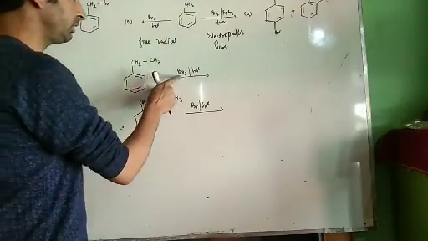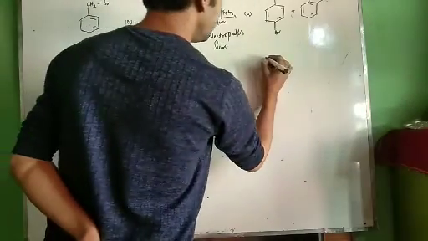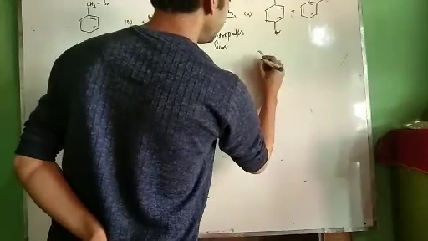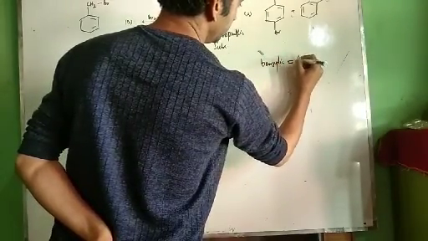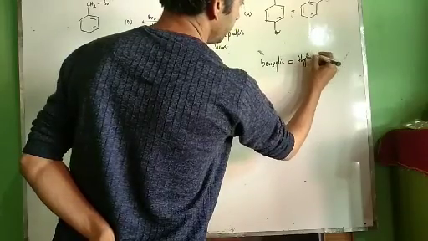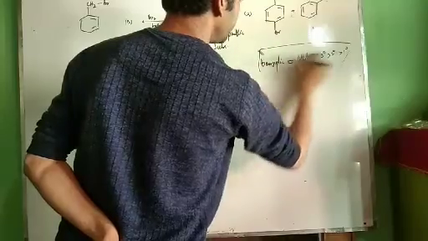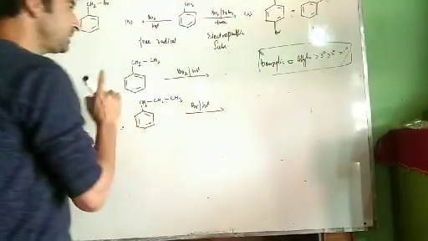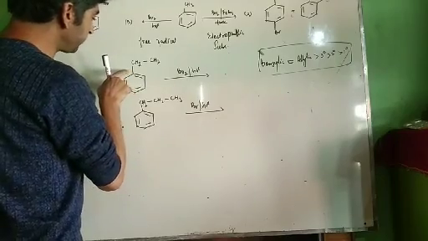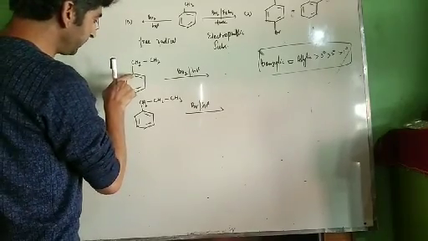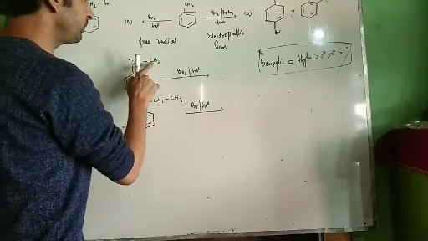Now see, the order of free radical attack in the side chain is benzylic, allylic carbon, then tertiary, then secondary, then primary. This is the order of stability of radicals. Now what is a benzylic carbon? The carbon which is directly attached to the benzene ring is the benzylic carbon. This carbon is the benzylic carbon and this is the primary carbon.